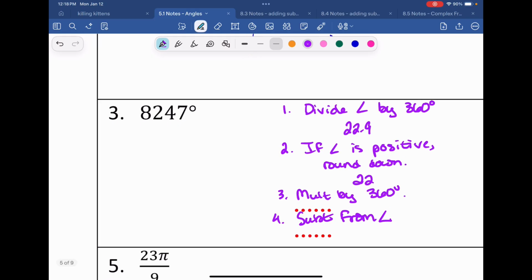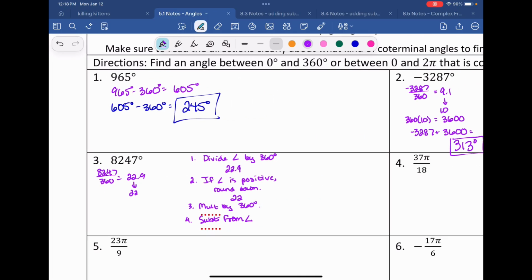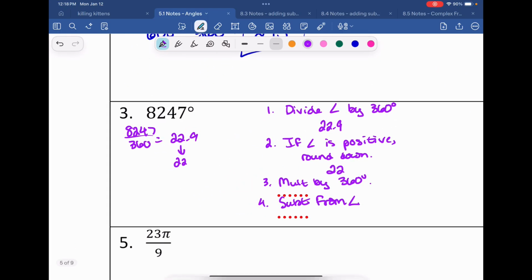All right. So we're doing 8247 divided by 360. Okay, we're going to multiply that by 360, and then we're going to subtract.